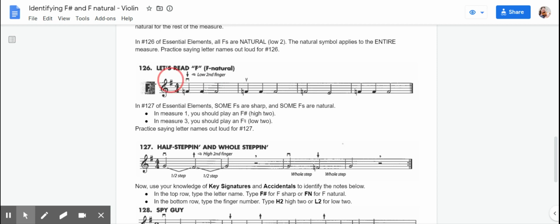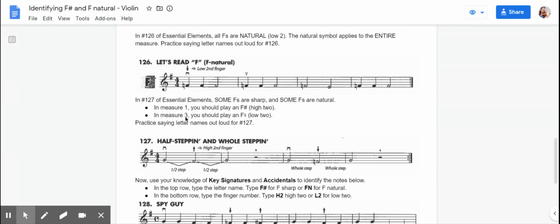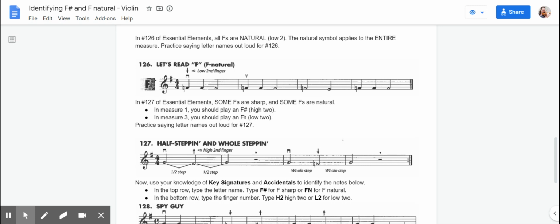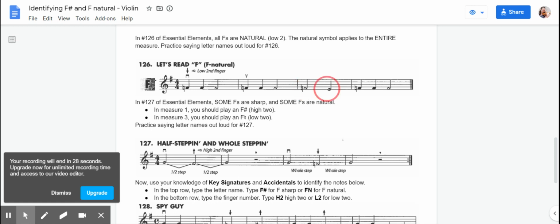So in 126, even though there is an F sharp in the key signature, you see that there's an accidental, and that accidental is going to last for the whole measure, and that accidental tells us to play F natural, which is low second finger. When we get to the next measure, we go back to the key signature, but there's another accidental, so that tells us we're going to keep playing F natural. So when you practice saying the letter names, it's going to be F, F, F, F, F, F, F, E, F, F, F.